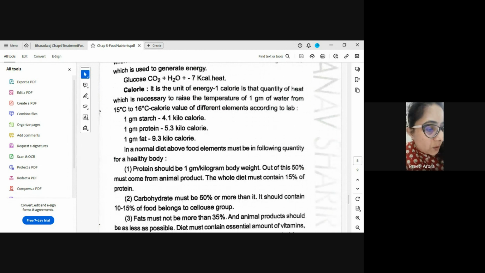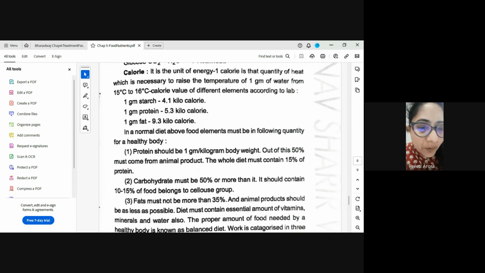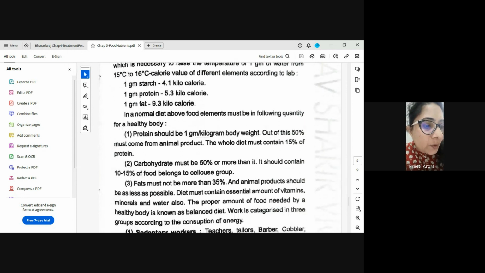So in the book, if you see the last but one page, you will see the protein should be 1 gram per kg of your body weight. And 50% of it should come from animal products. And the whole diet must contain 15 grams of protein. And we have already talked about the vegetable sources of protein also. Then the carbohydrate must be 50% or more.